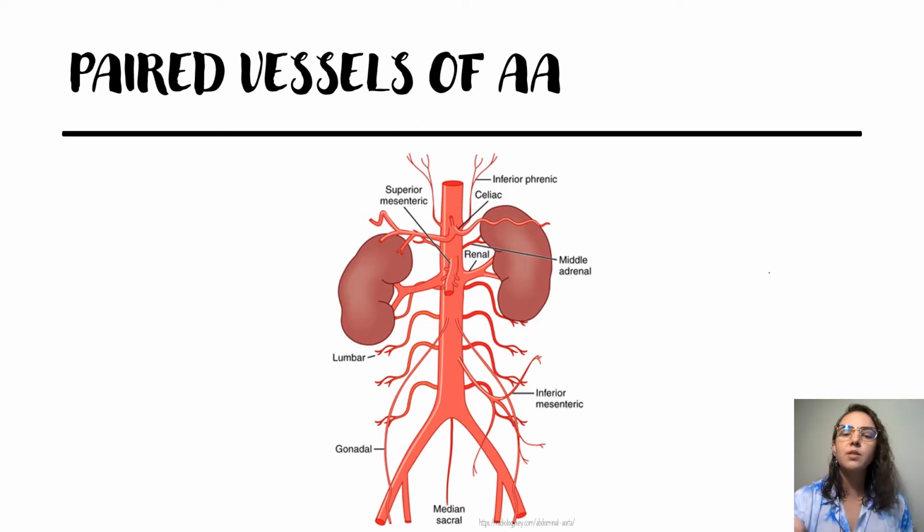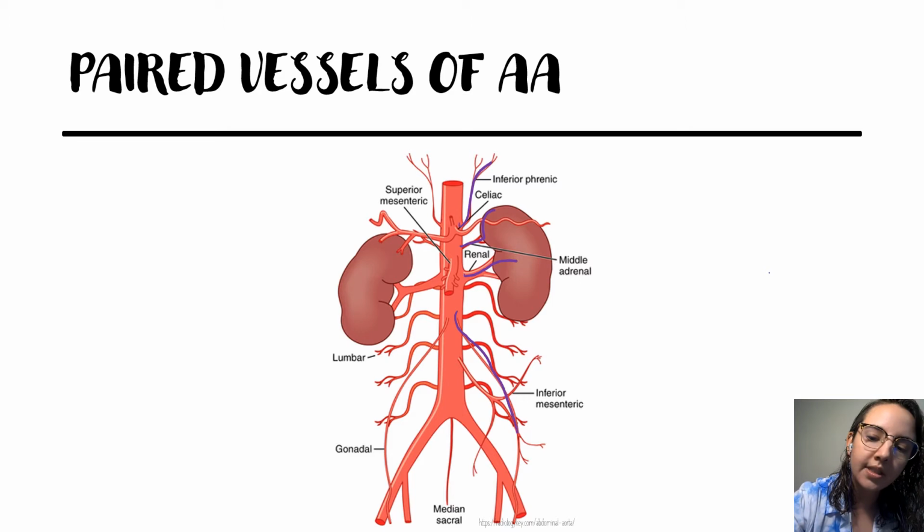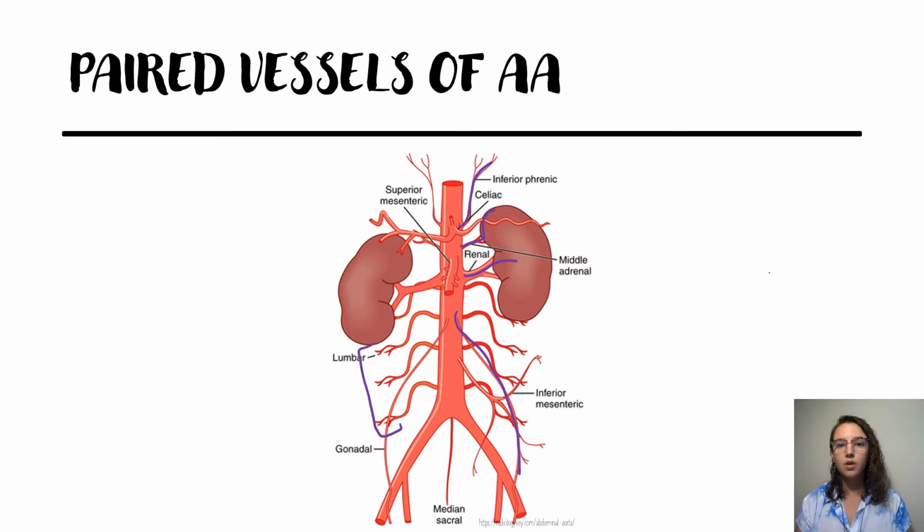Now for the paired vessels, we have the inferior phrenic, which supplies part of the adrenal glands. We have the suprarenal, leading to the adrenal glands, renal, going to the kidneys, gonadal, going to the testes or ovaries, the lumbar, which goes to the abdominal wall, skin, vertebrae, and meninges of the spinal cord, as well as the median sacral, which supplies the sacrum, coccyx, and vertebrae of L4 and L5.